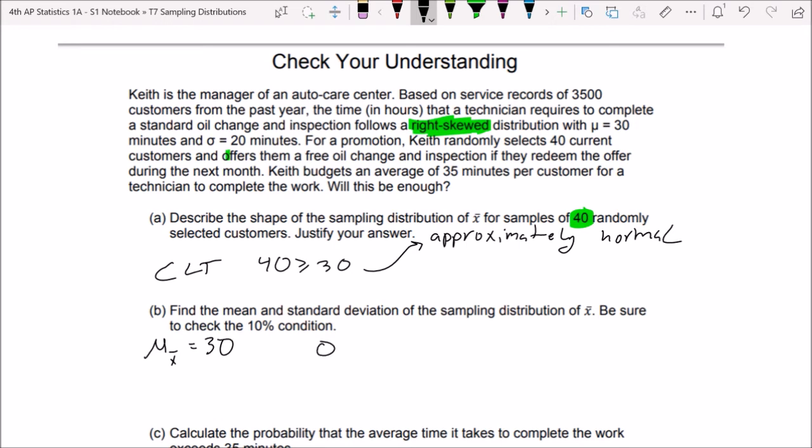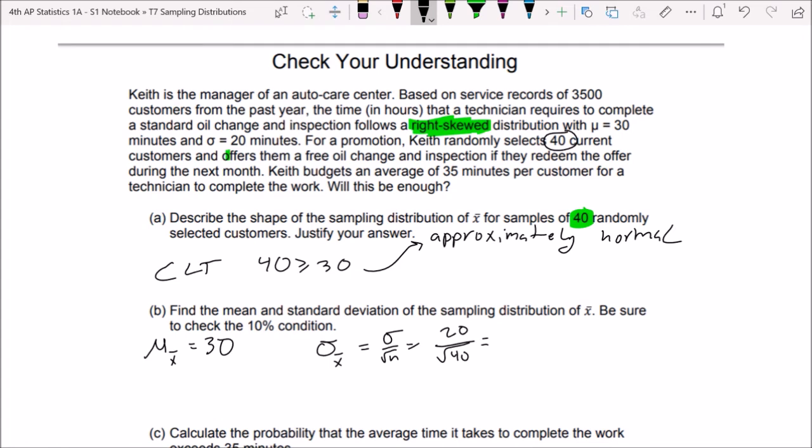The standard deviation of the sampling distribution is related to the original standard deviation parameter because it's sigma over square root of n, and they told us that the standard deviation was 20 divided by the square root of, where's our sample size? They say that Keith randomly selects 40 current customers, so square root of 40. And we're going to put this in a calculator.